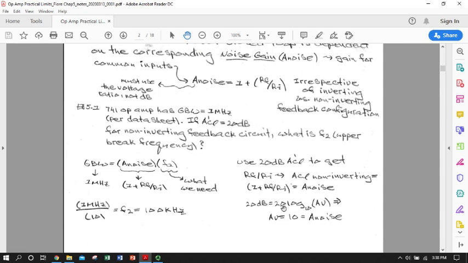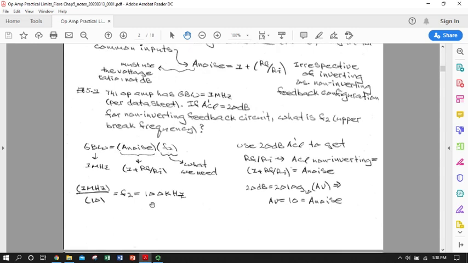20 decibels equals 20 log base 10 times our voltage ratio gain, and there we have our A noise. Plug in, and it turns out A noise is 10. 10 is the same as 20 decibels, and do some algebra. So we end up with 1 megahertz equals 10 times F2. So we divide 1 megahertz by 10, so F2 is 100 kilohertz. So pretty nice wide mid-band region. We're not even going to start rolling off in frequency until we hit 100 kilohertz.